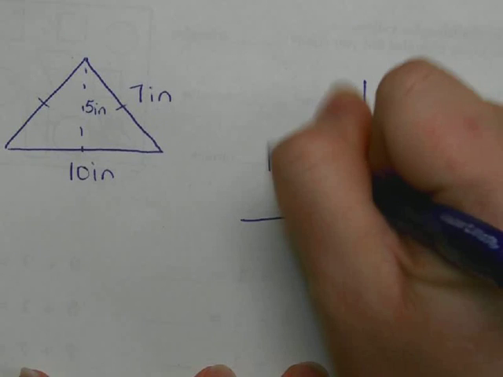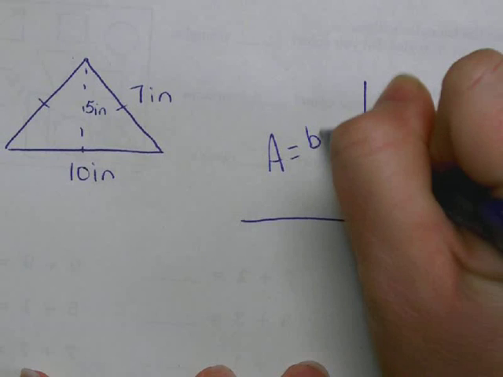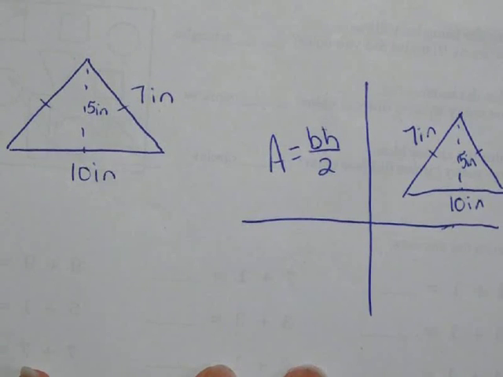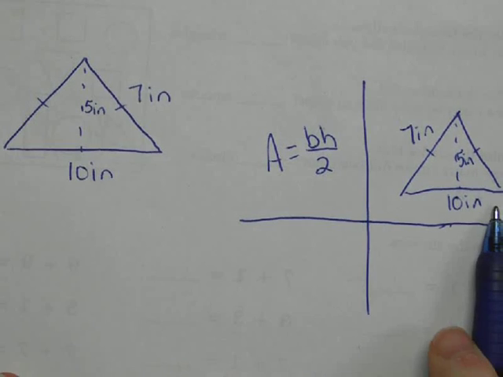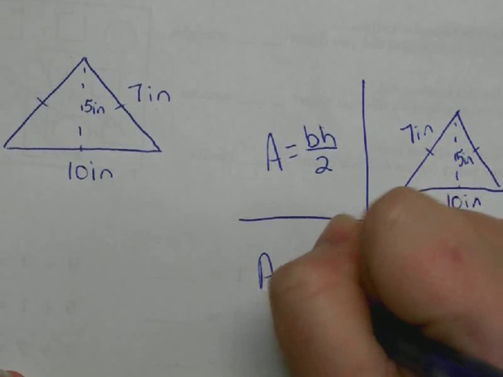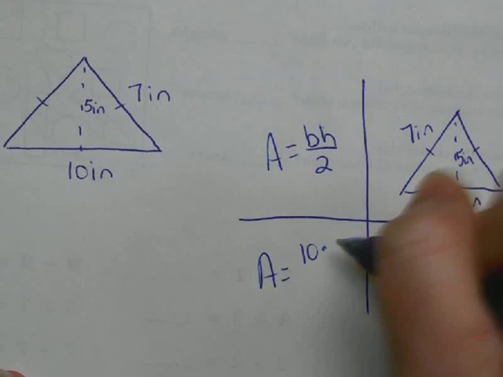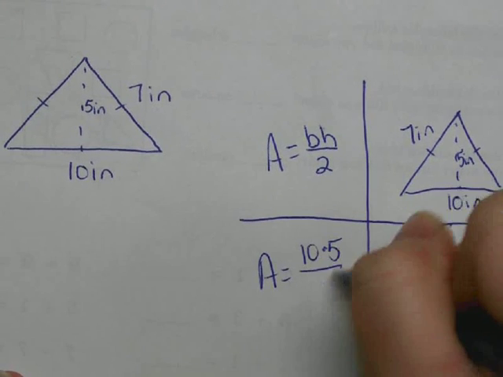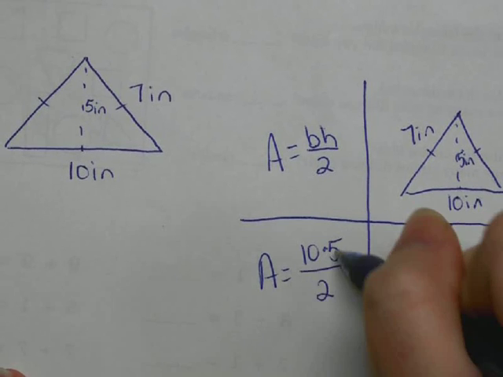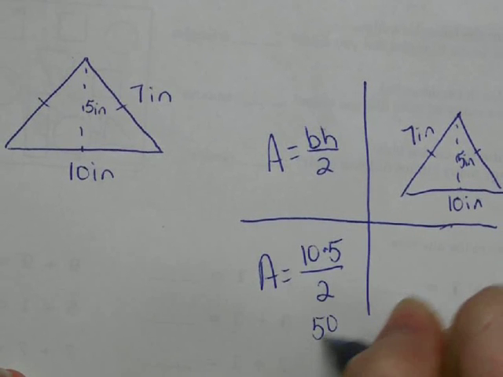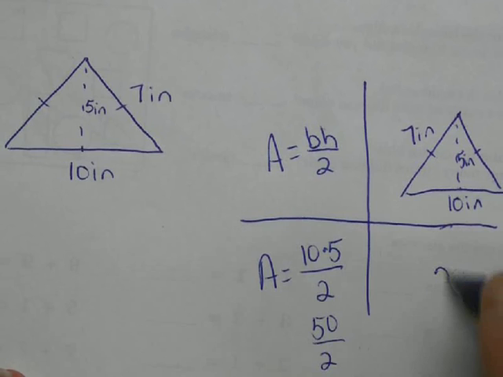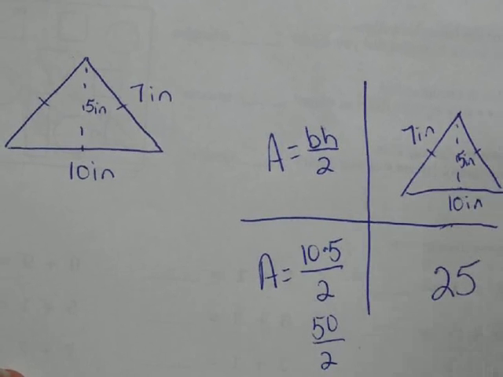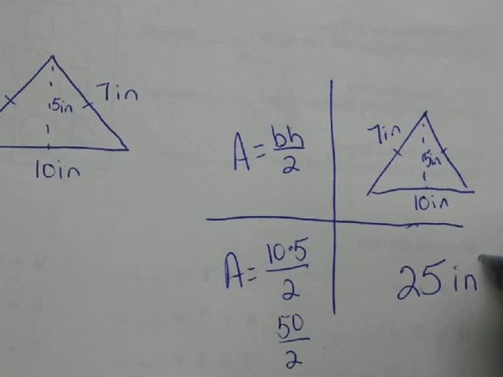My formula is area equals base times height divided by 2. Well, my base is 10, so I'm going to plug in 10. The height is 5 because it's that distance from the base up to the vertex. And then I'm going to divide it by 2. Well, 10 times 5 first is 50. Divided by 2 is going to be 25. And my label is going to be inches squared.